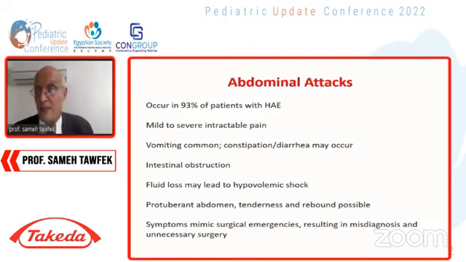One of the most serious manifestations of it is abdominal attacks. And actually, it occurs in 93% of patients with hereditary angioedema. Mild to severe attacks of severe intolerable pain simulate acute abdomen. Sometimes it looks like internal obstruction. Vomiting, constipation, diarrhea may occur.